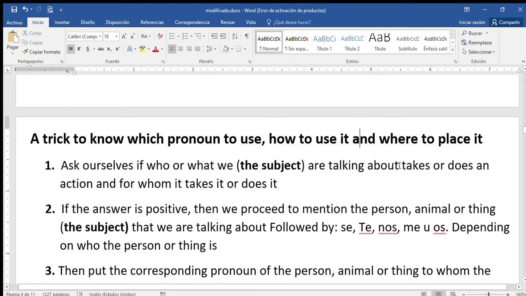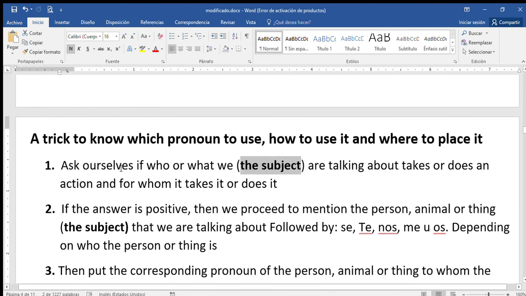A trick to know which pronoun to use, how to use it, and where to place it. Okay, let's pay attention to this. Ask, observe, I don't remember how to pronounce it, please let me know. Ask if who or what we are talking about takes or does an action and for whom it takes it or does it. So it's basically the subject, but I don't want to say the subject because I don't want to talk about grammar right now, and I think it's more clear.